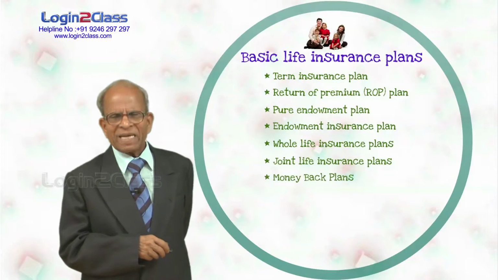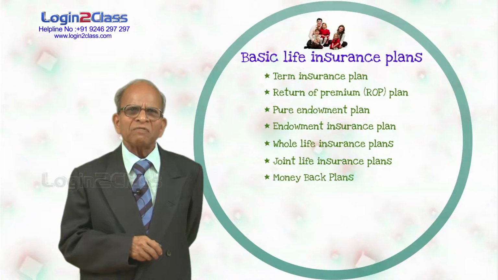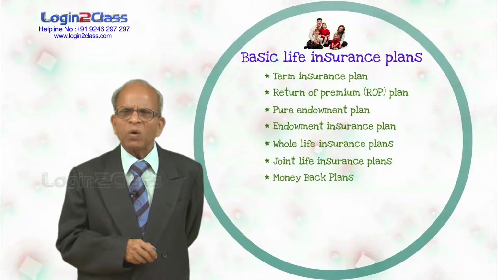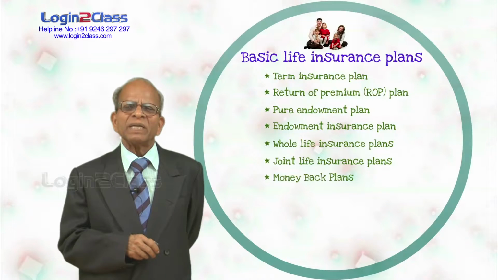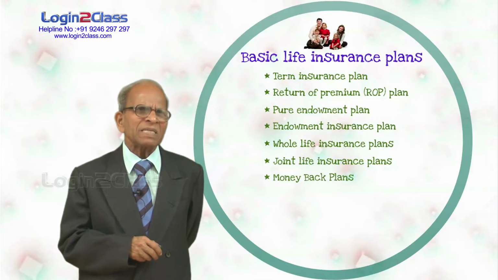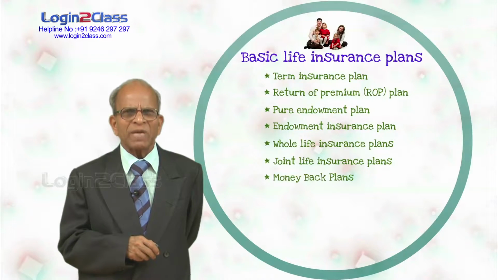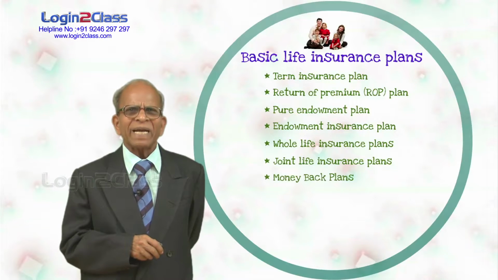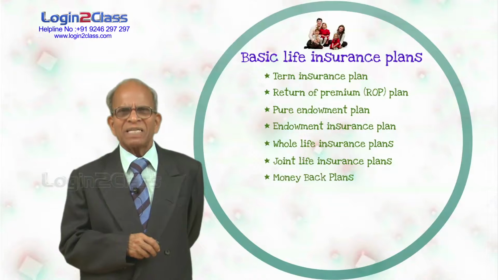Then money back plans. In an endowment assurance policy, they make the payment either on the death of the policy holder or on his survival to the date of maturity. The whole of the sum assured is paid either on death or on maturity. Some people prefer policies which make some payments at intervals, because some financial needs arise from time to time, and we want some fund to tide over such problems. So the money back policy has been devised.